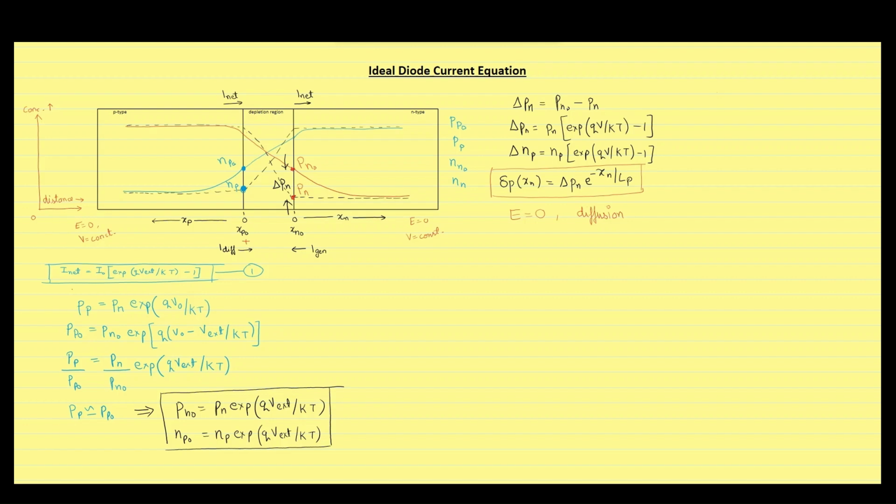Similarly, we can write the derivation of the change in free electron concentration from the thermal equilibrium value as a function of x like this.